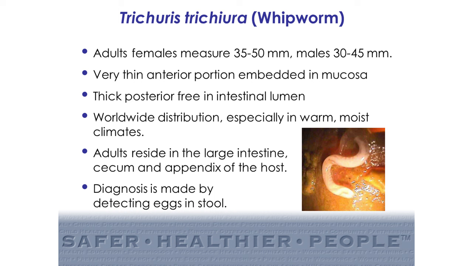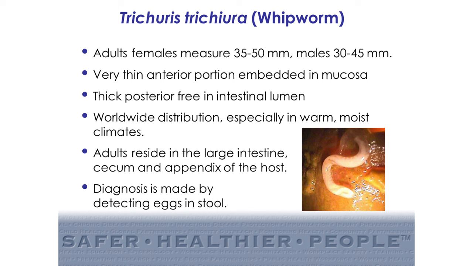The image shows the posterior end of an adult whipworm taken during colonoscopy. The adults reside in the large intestine, cecum, and appendix of their host. Diagnosis is made by detecting eggs in stool.